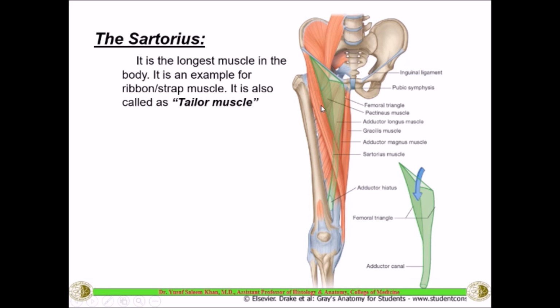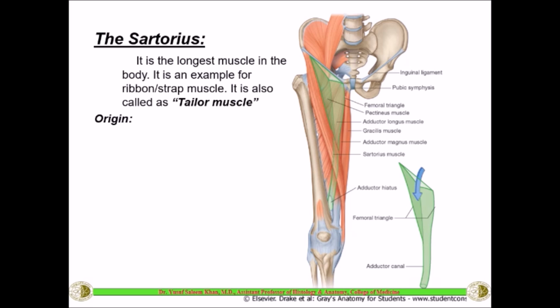It looks like a ribbon tape. Okay, it looks like a ribbon, or a strap, and that's why it is also called the tailor muscle. It is called the tailor muscle because it looks like the tape of a tailor, or a strap or ribbon, and the actions of this muscle help in the sitting, squatting position of a tailor who sits on the floor in the traditional system.